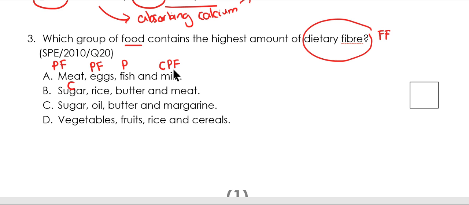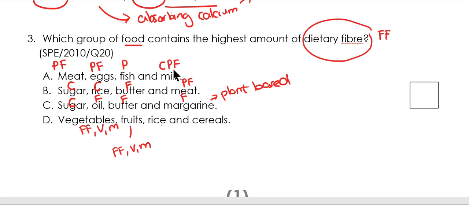As for sugar, that is a carbohydrate, and rice as well, mainly carbohydrate. Butter is fat, and meat contains protein and fat. As for sugar, again, it's carbohydrate. Oil mainly contains fat. Butter as well, and margarine contains fat, but margarine is actually plant-based. As for vegetables, they contain fiber, vitamins, and also minerals. This is the same with fruits: fiber, vitamins, and minerals. Rice mainly contains carbohydrate. Cereals can contain fiber and also carbohydrate.